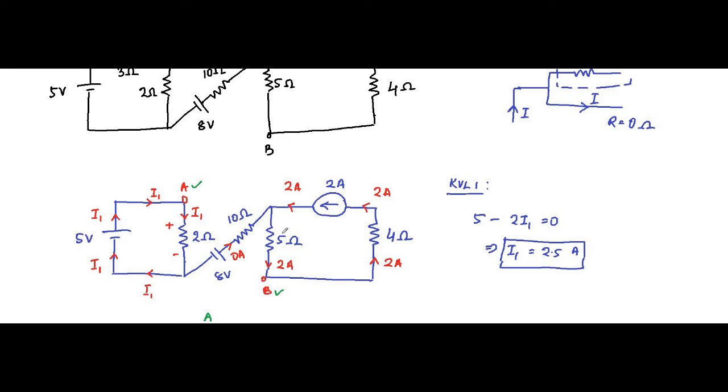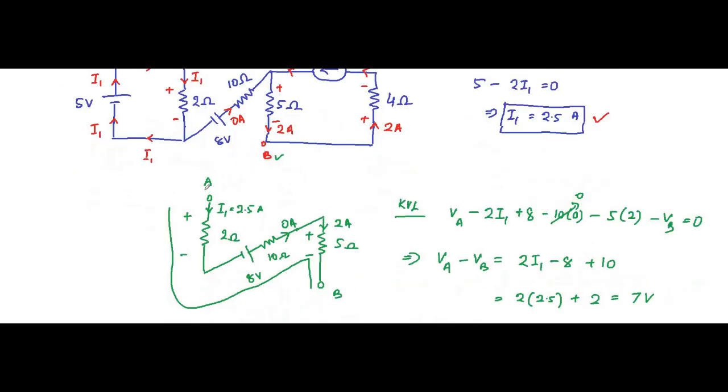Then we assigned the polarities, which is very important. Current always flows from positive to negative, because power is always absorbed by resistors. Another important thing, the current flowing through this 10 ohm resistor is 0, because otherwise it would disturb the circuit equations. Then we applied KVL in the left hand loop to find the value of I1, which we did, 2.5 ampere. The current through the right hand loop is already known because it is given, the current source 2 ampere.